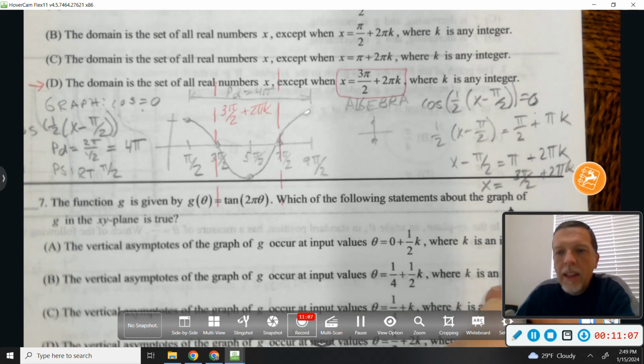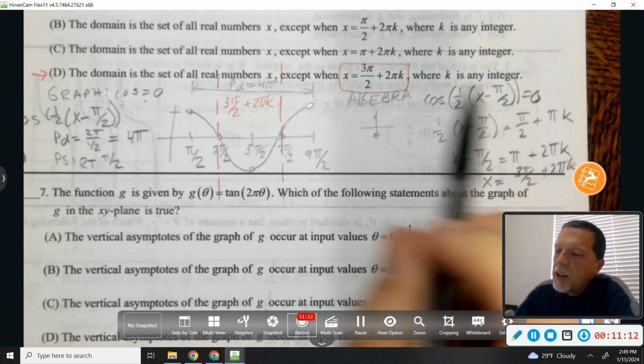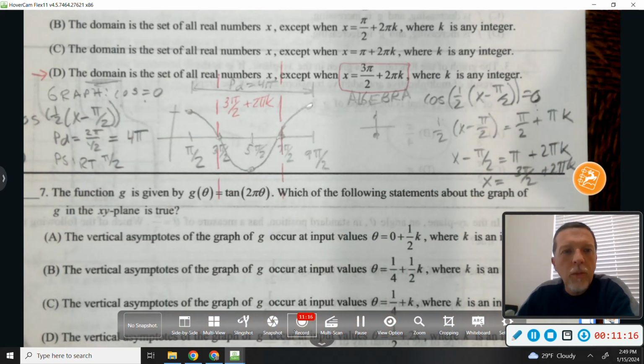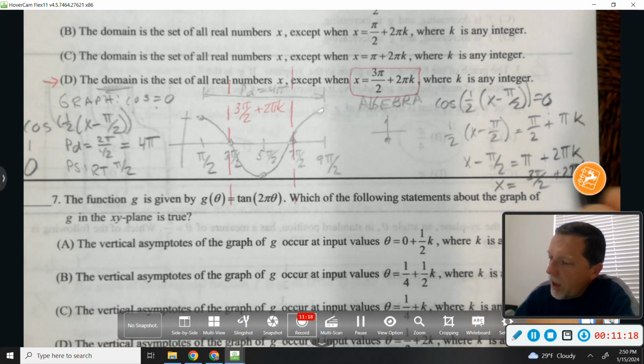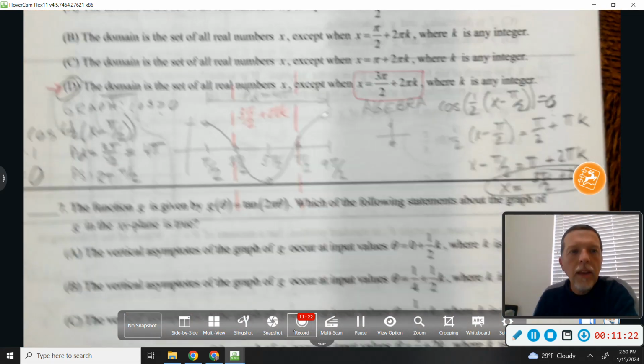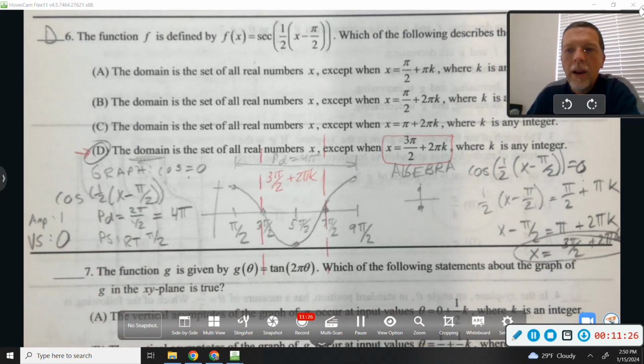k. Again, that's finding out where cosine is 0, because where cosine is 0, secant doesn't exist, and if secant doesn't exist, that's a domain problem. So I got the same answer either way. I'm going with D. So I'm not really expecting you to work it both ways, but wanted you to be aware of both ways.